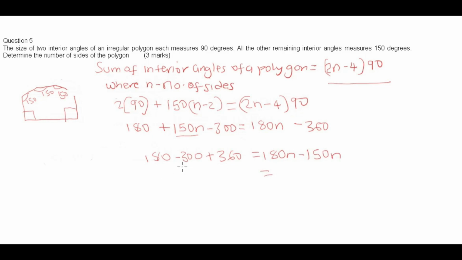So minus 300 plus 360 is 60. 60 plus 180 is 240, which equals 180n minus 150n, which is 30n. So n is equal to 240 divided by 30, which equals 8. So the number of sides here is 8.